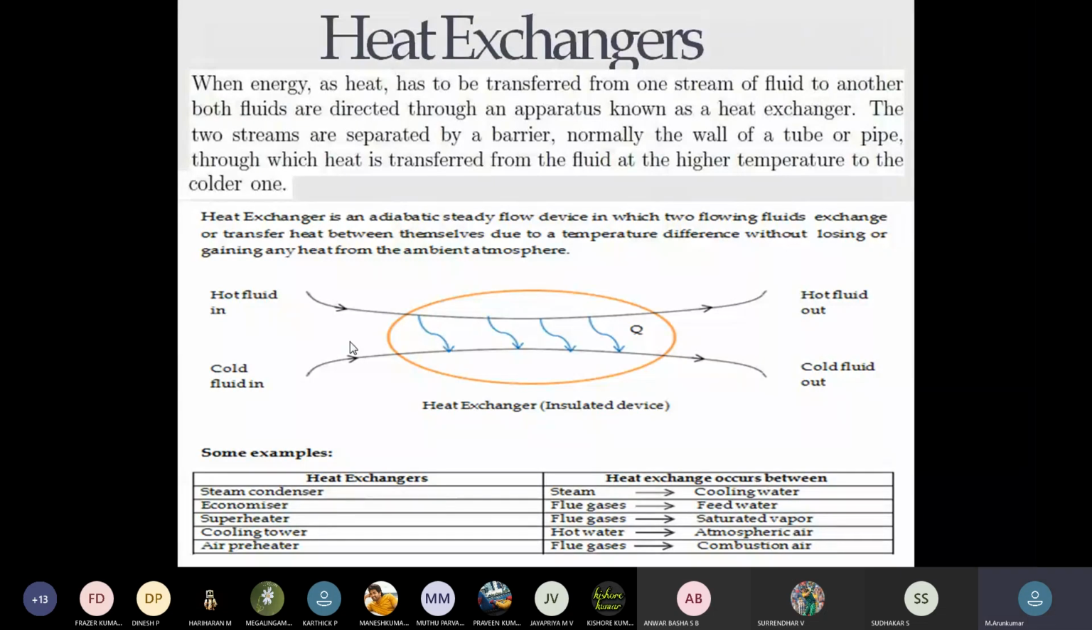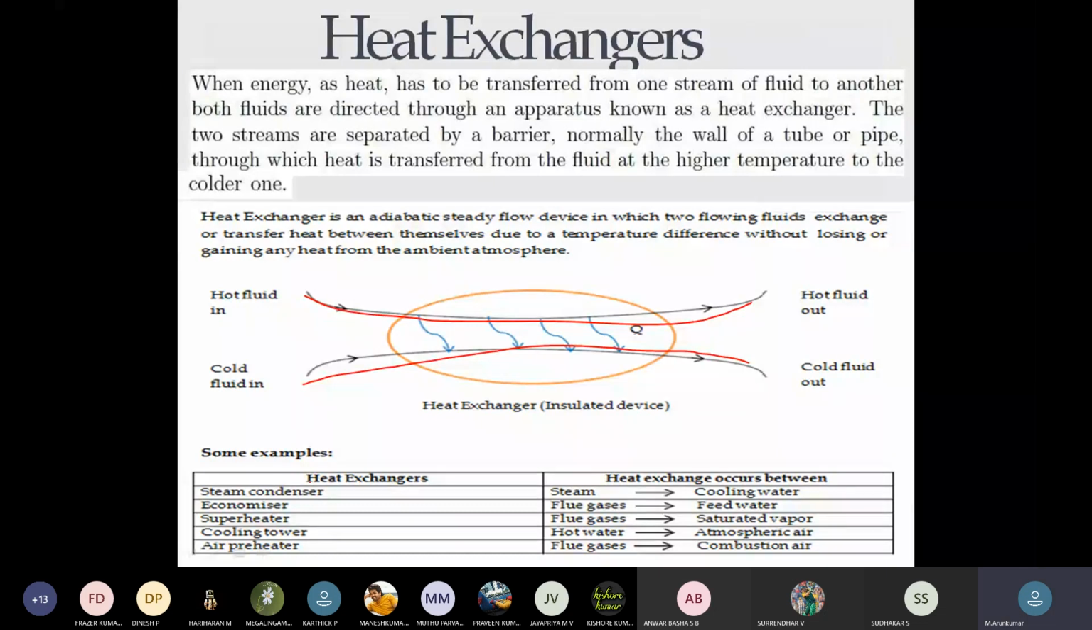So this is the line diagram of the heat exchanger. We have to pass hot fluid in one channel, and we have to pass cold fluid in another channel. Because of the contact, because of the profile of the tube or the wall, we can transfer heat, right? So this equipment or apparatus is called a heat exchanger. Actually, this heat exchanger is an insulated device. Some examples of heat exchangers are tabulated here.